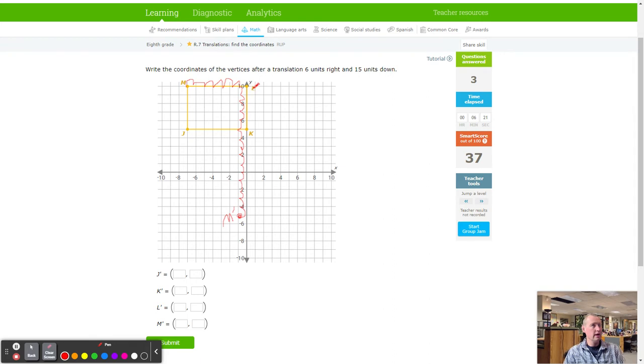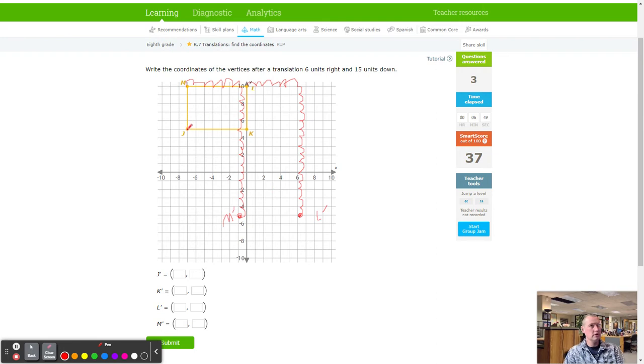Okay, now L, 6 to the right. 1, 2, 3, 4, 5, 6 right there. Down 15. Down 1, 2, 3, down 4, down 5, down 6, down 7, down 8, down 9, down 10, down 11, down 12, down 13, down 14, down 15. Down 15 lands right here. So that's going to be L prime.